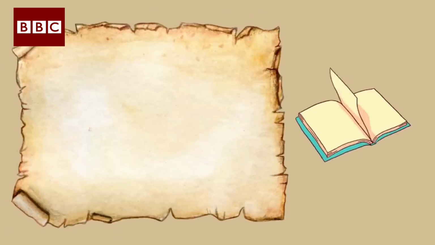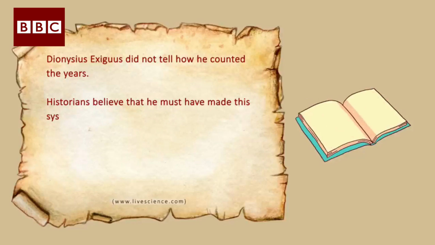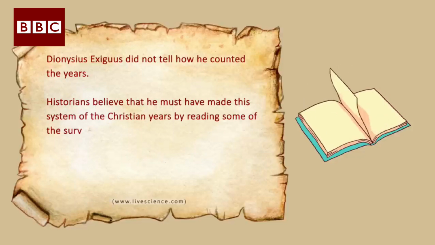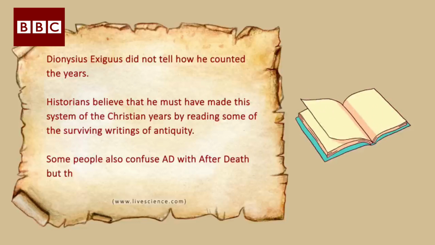So the monk prepared these tables by taking this as the reference point. He never said how he counted the year, but according to historians, he determined Jesus' birth year by using some rare documents from ancient times. It should be noted that some people confuse AD with "after death", meaning Jesus being raised to heaven, but this is totally wrong. AD 1 means the first year of Jesus' birth.